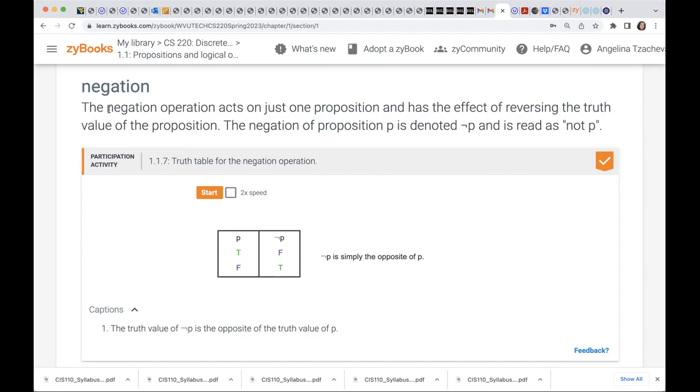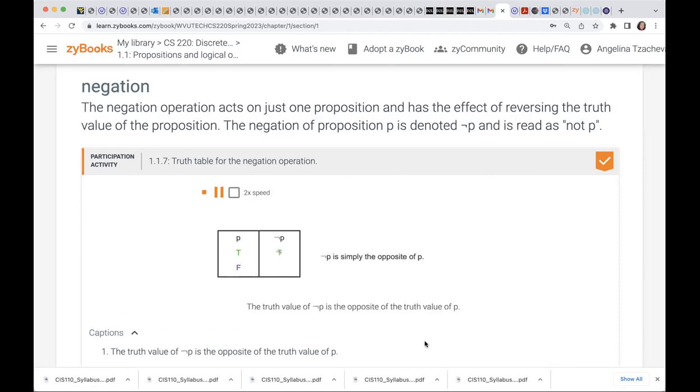Negation is denoted with this sign. It means not, that is, proposition not. So if the proposition is true, the not of the proposition will be false, because that's the opposite of the proposition. If the proposition is false, then the not of the proposition will be true. So the not of P is simply the opposite of P, or everything outside of P.